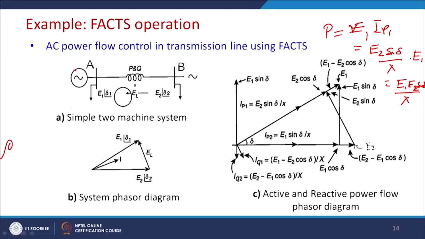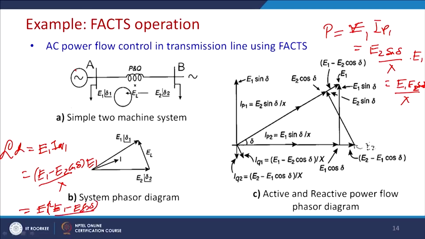Similarly, the value of Q will be given by V into IQ1. So, we can see what the values of IQ1 and IQ2 are. IQ1 is basically E1 minus E2 cos delta by X, into E1, and that gives you the power. So, that value comes out to be E1 squared, or you can take in the bracket E1 minus E2 cos delta, by X. So, this is the active and the reactive power, and this is the phasor of the particular active and reactive power.